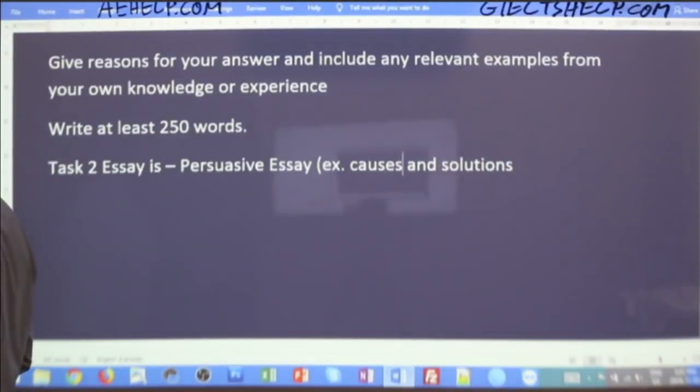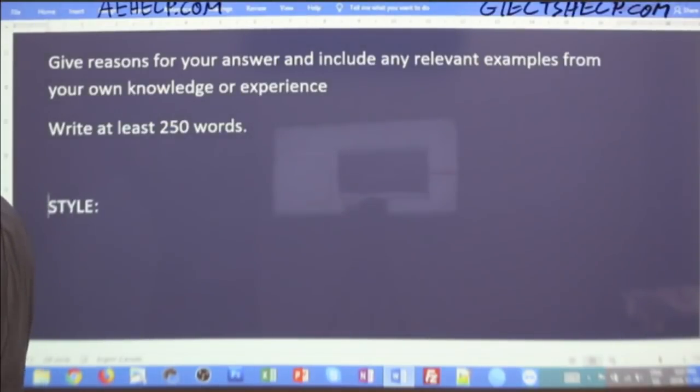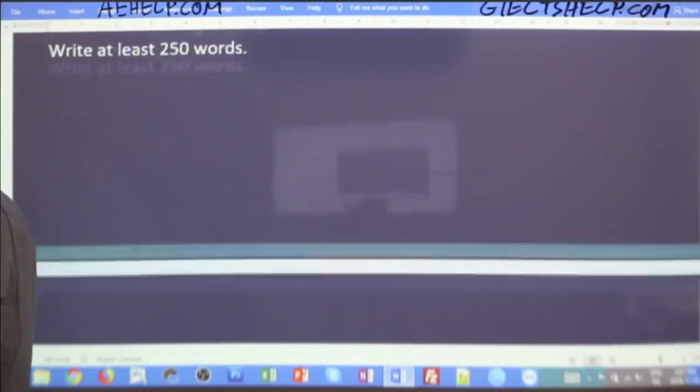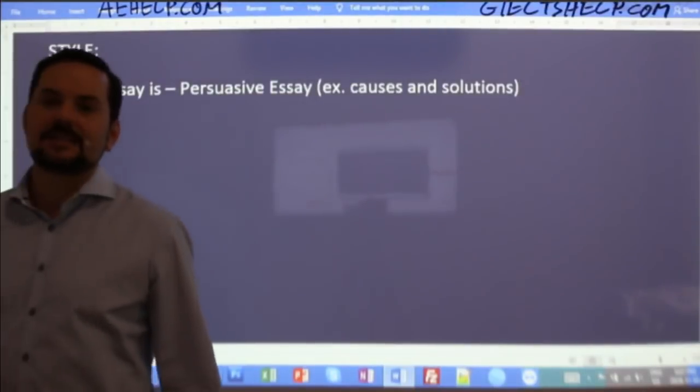There's another important part to the structure of your writing, okay? So here we're talking about structure. So when I say it's a persuasive essay, that's the style, okay? Instead of structure, I should say style. So the style of the essay is persuasive. And there's another aspect that affects the style of the essay, okay?